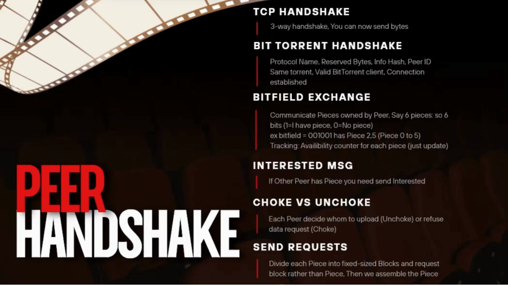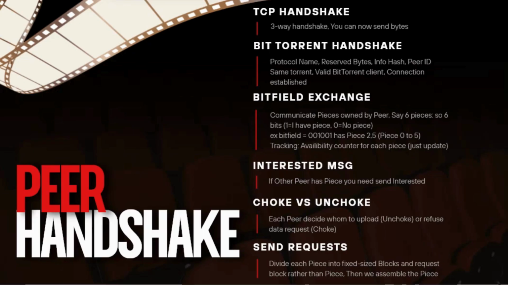Next, we open a TCP connection to start sending bytes. We initiate a BitTorrent handshake to confirm we are both using valid clients and are indeed talking about the same file. Once connected, we use a bitfield to see which pieces each peer actually has. Think of it like this. If there are 6 pieces in total, we have a 6-bit sequence. 1 means I have the piece and 0 means I don't. So a bitfield of 001001 means this peer has pieces 2 and 5.